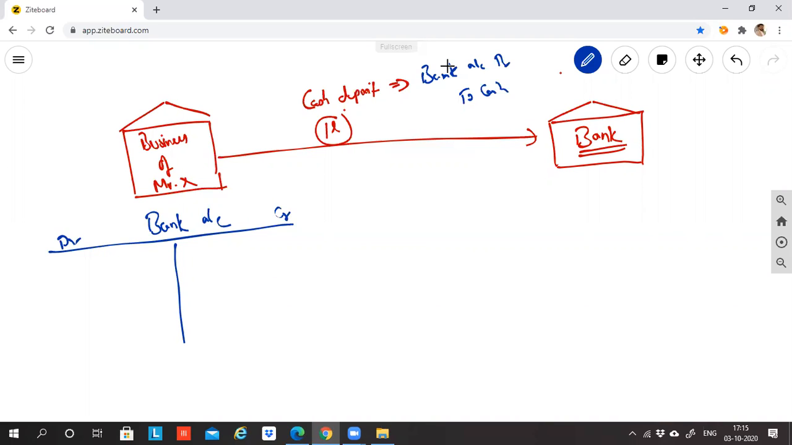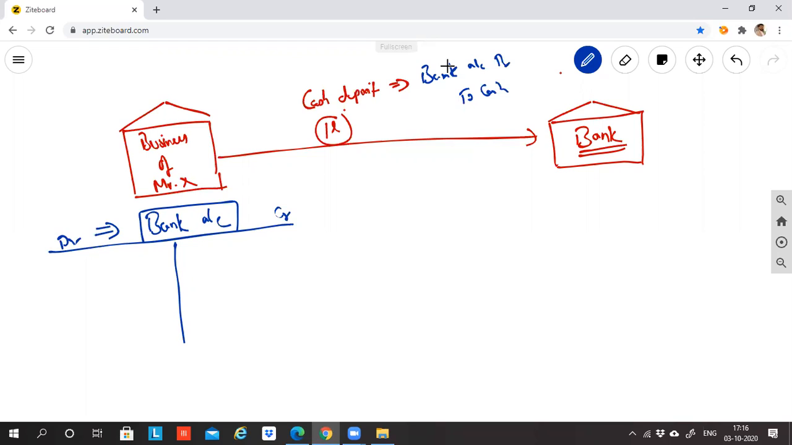This bank account is created in whose books? Am I creating this bank account in our books, that is in the books of Mr. X, or am I creating this bank account in the bank? I'm telling about the account, not the real bank account. I'm telling the book bank account. So obviously this book bank account is created in the books of Mr. X. Can you tell me the reason why we are creating this bank account ledger?